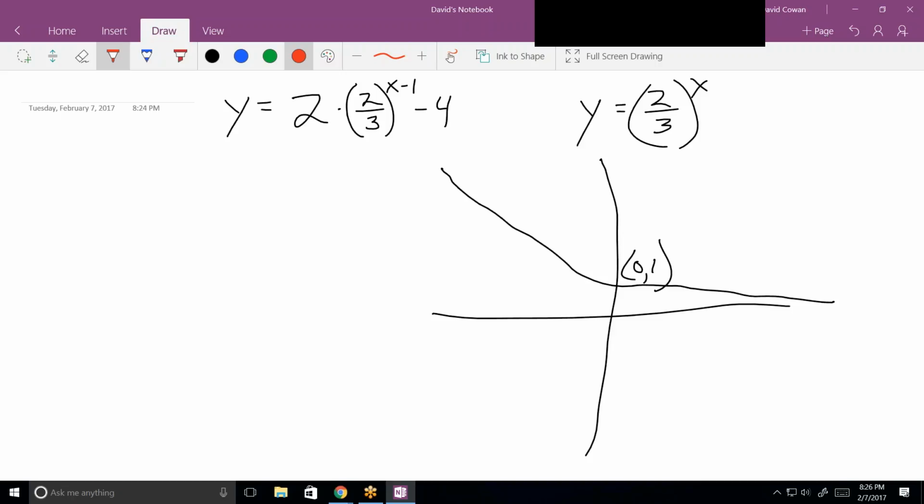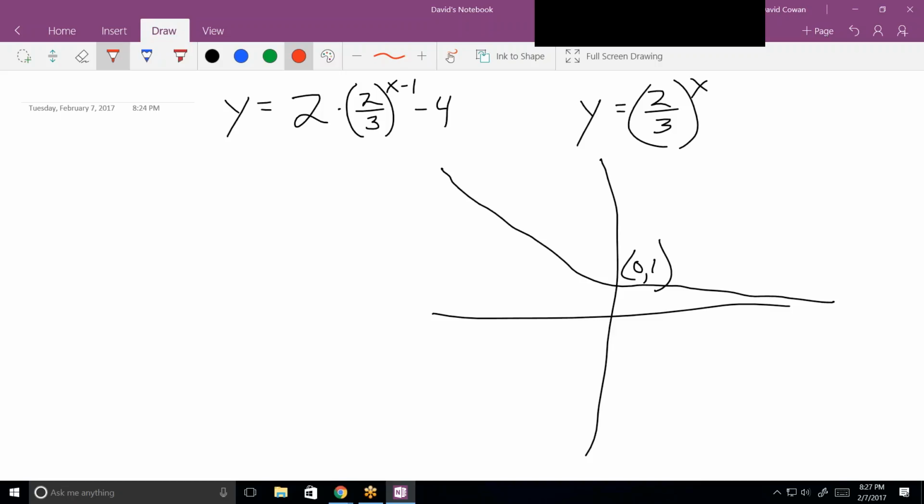I'm not sure. It's a vertical stretch, so it affects only the Y. Verticals all affect only the Y. Horizontals all affect only the X. Oh, that makes sense.